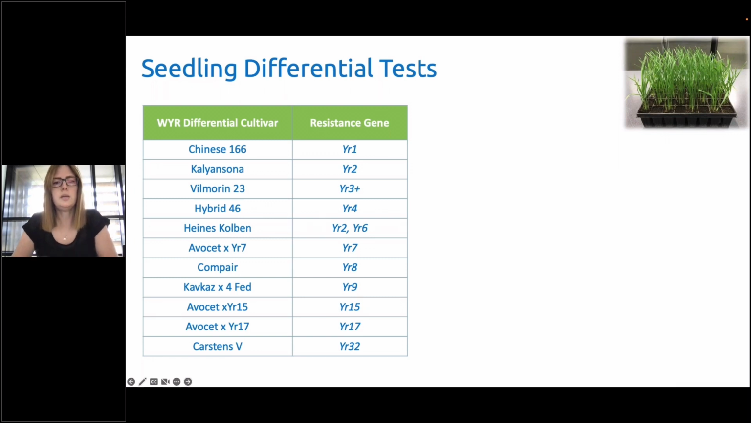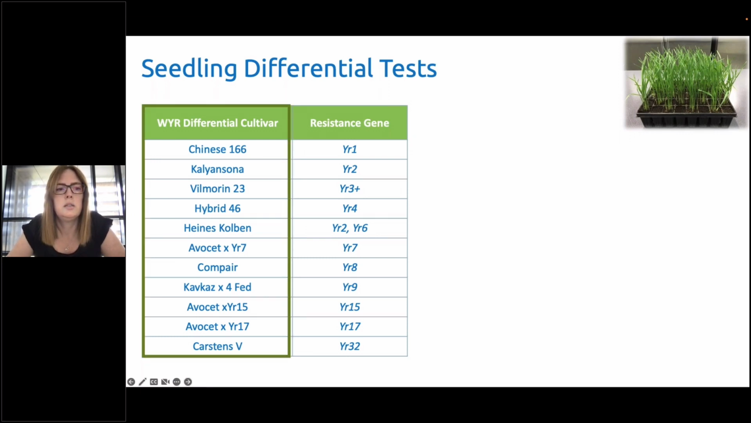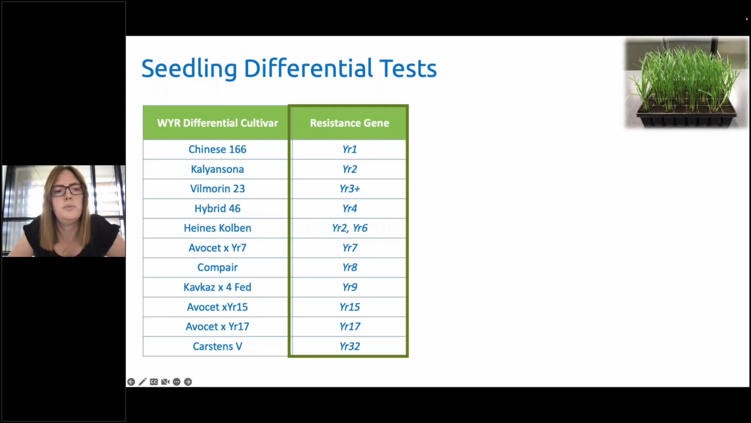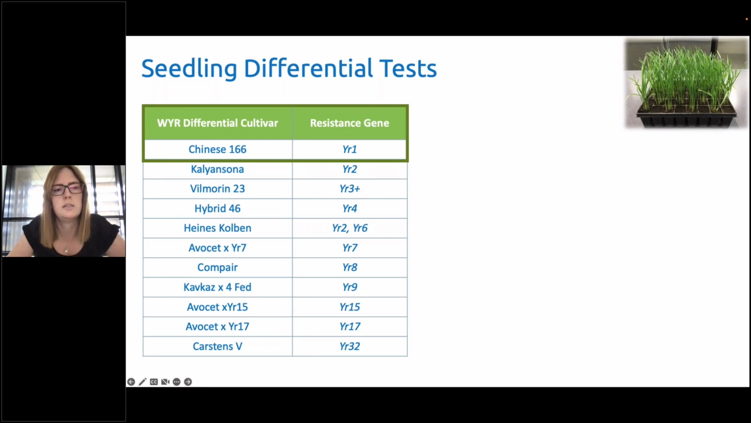This table gives a bit more information about our tests. The differential collection contains these differential cultivars, and these have known virulence genes. For instance, if we just look at Chinese 166, it has the resistance gene YR1. So if an isolate of yellow rust is able to infect Chinese 166, then we know that this isolate carries the virulence gene for YR1. So it's able to overcome this resistance.